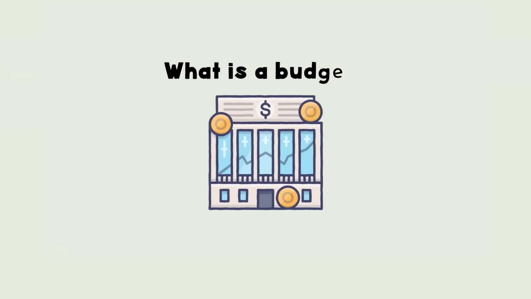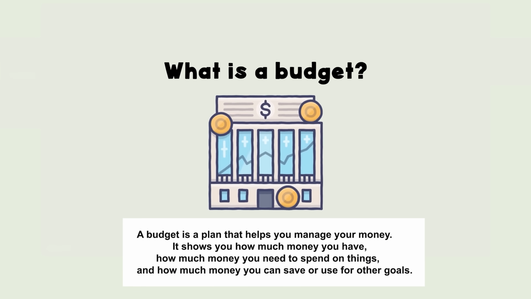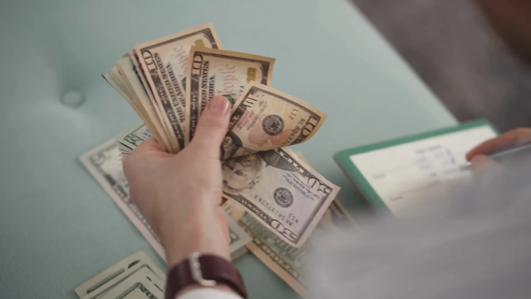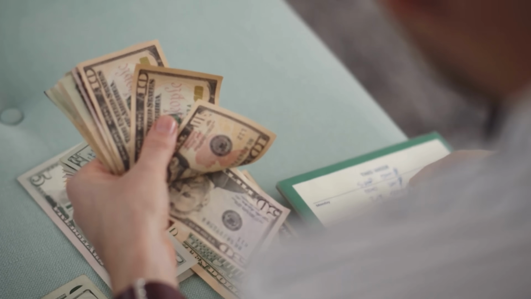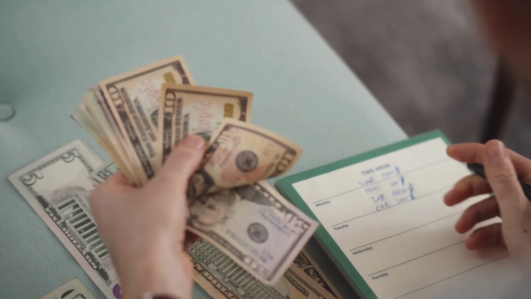First off, what is a budget? A budget is a plan that helps you manage your money. It shows you how much money you have, how much money you need to spend on things, and how much money you can save or use for other goals. Having a budget can help you make smart decisions with your money and avoid problems like overspending, debt, or running out of money. In essence, you can think of a budget as a plan for the money that's going to be coming in and what you're going to be doing with it.